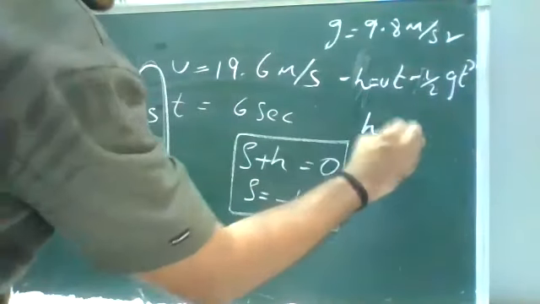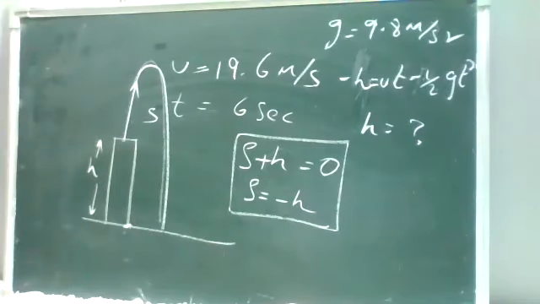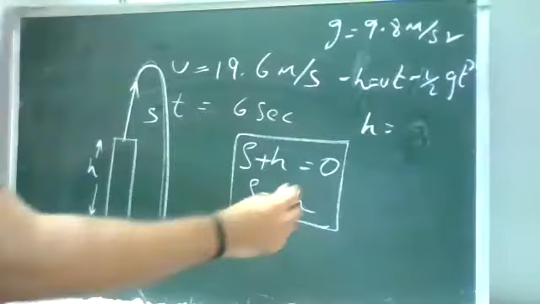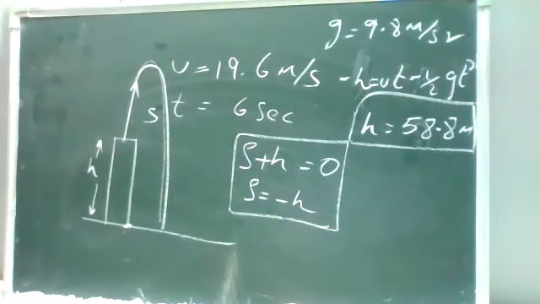Now try to find the height from this relation. Minus 58.8 meter. So the height is 58.8 meters.